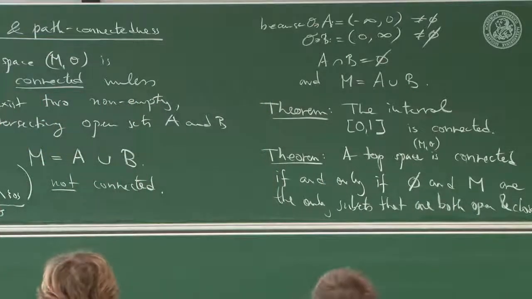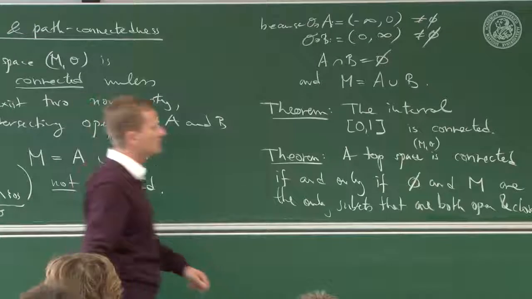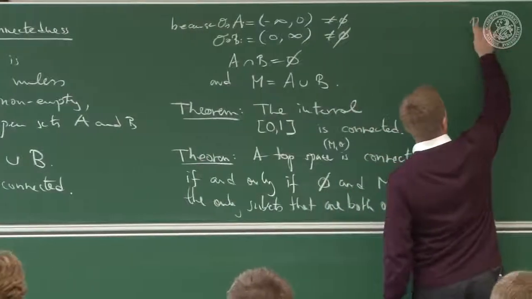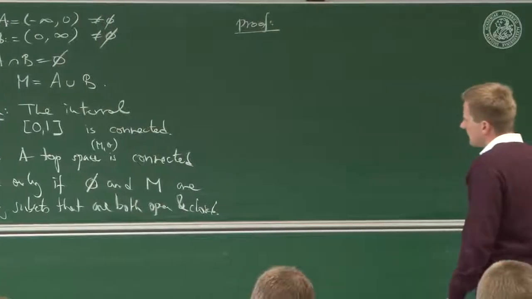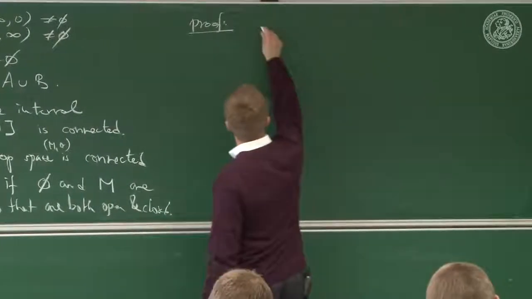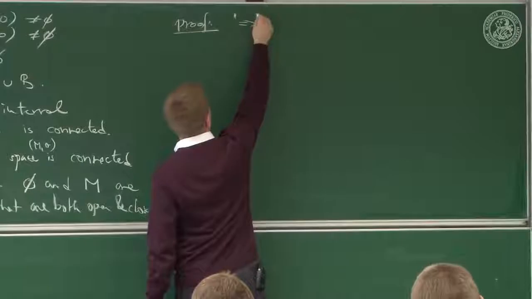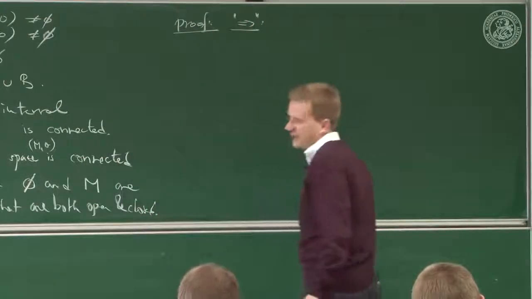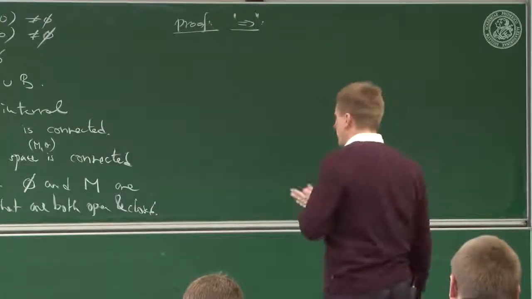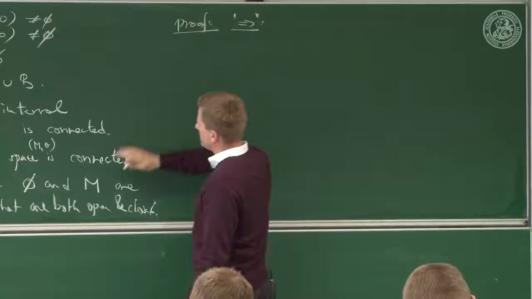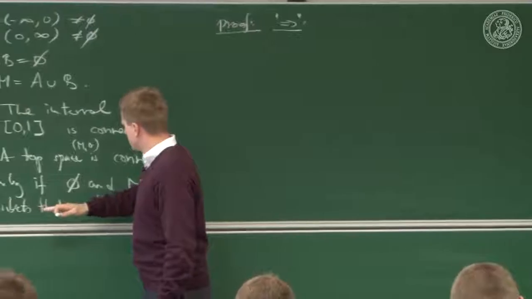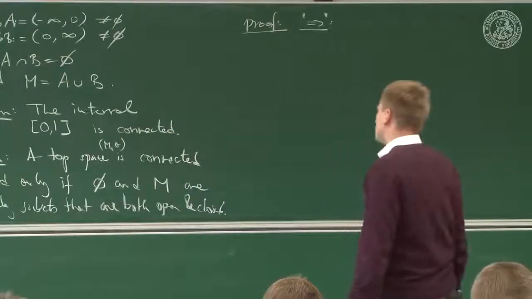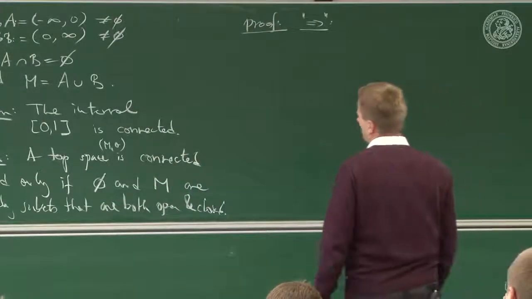Okay, so let's try to prove that, to get some practice in working with this notion. So let's first try to prove this direction. You see you have an if and only if, so you have an arrow in one direction, arrow in the other direction. Let's first take: if connected, then the empty set and M are the only subsets that are both open and closed.